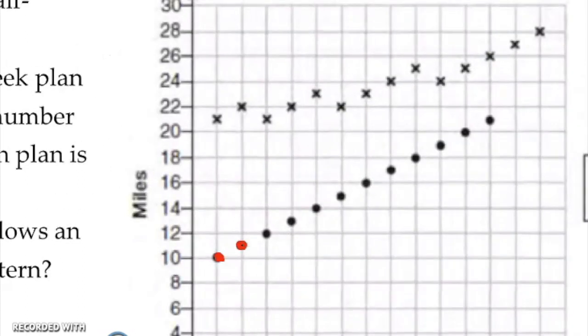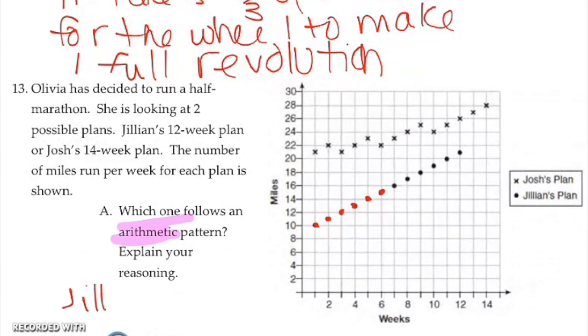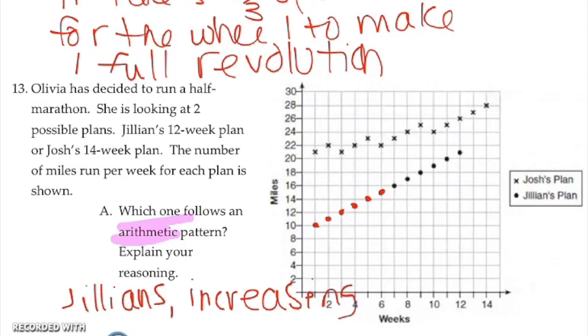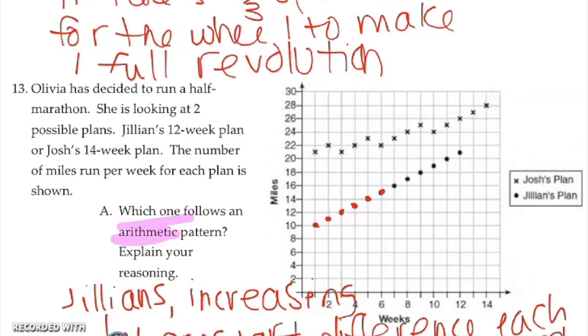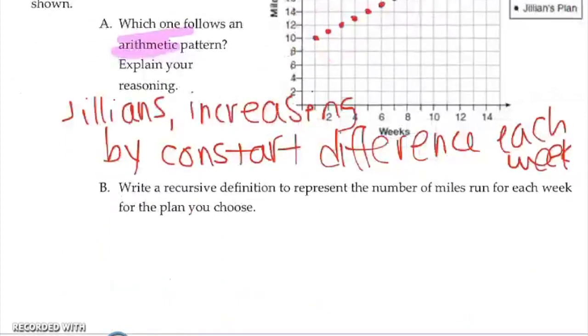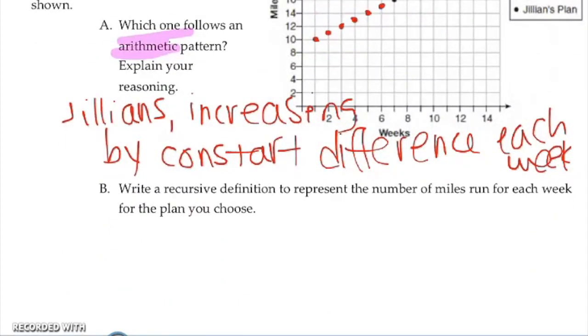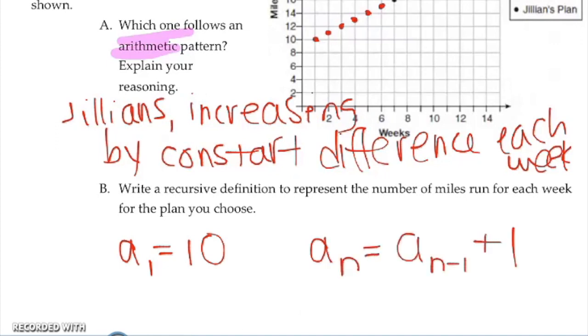So this is 10, 11, 12, 13, 14, 15. That is increasing by a constant amount, a constant difference each week, right? So it's going up by a constant amount. Now, write a recursive definition. Recursive, remember that means recurring. That means depending on the term before it. So here, A1 would be 10. That's my first term. And then the pattern is to take the term before it and add 1.